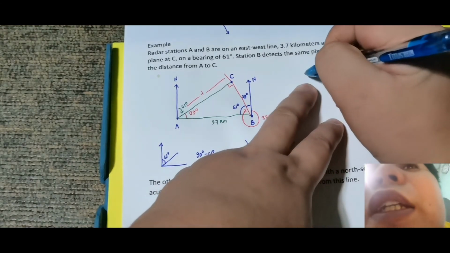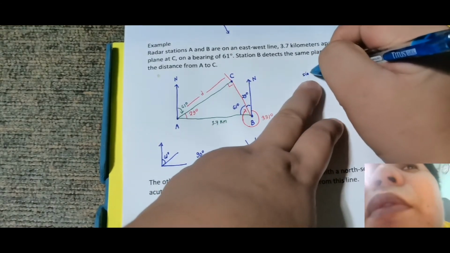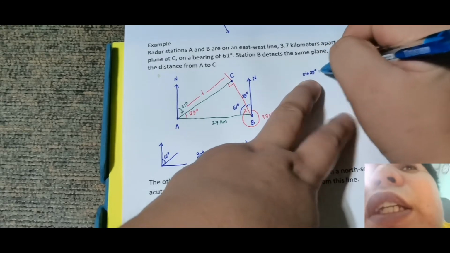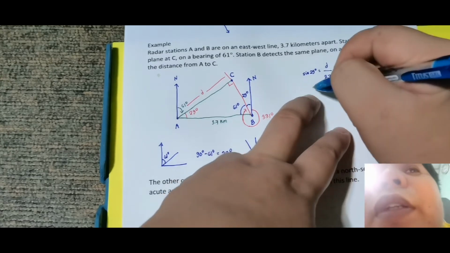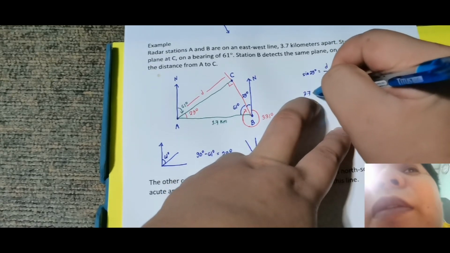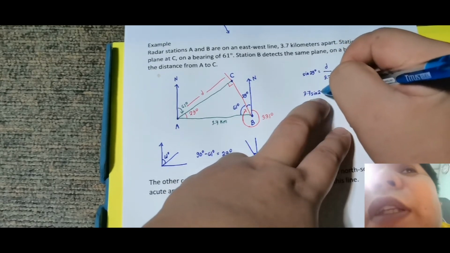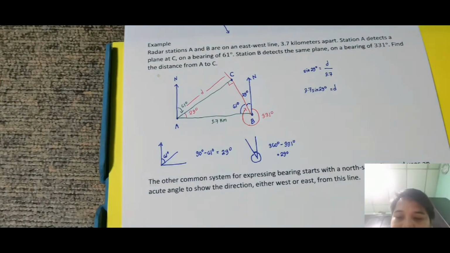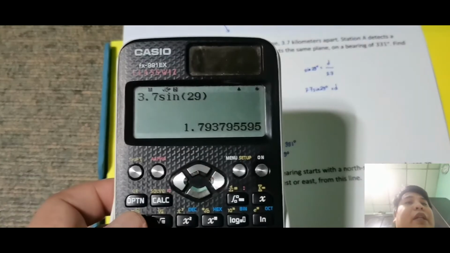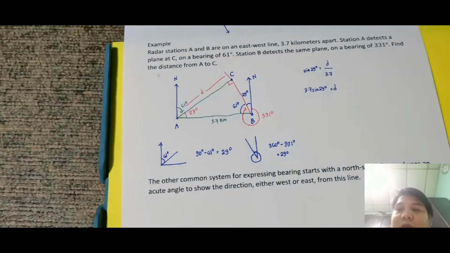Una, ang pinili ni sir is sine 29 degrees as adjacent which is d over 3.7. Therefore, 3.7 sine 29 degrees is equal to d. Ngayon, check natin or compute natin yan. That is 3.7 sine 29 degrees. Okay, that is 1.79. So, yung distance daw mula dun is 1.79.